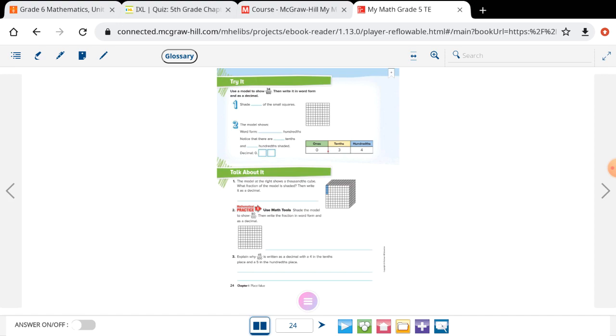Elise? Because you can turn a fraction into a decimal. Yeah, every fraction could also be written as a decimal. Every decimal could also be written as a fraction. So what we're going to do today, we're going to model these. We're going to write them as a fraction, as a decimal, and write them in words. So we're going to do more than the directions actually tell us to do. So we're on page 24. Let's do this, talk about it.